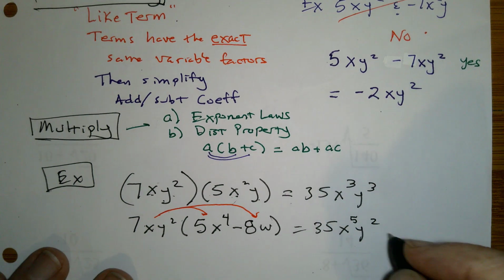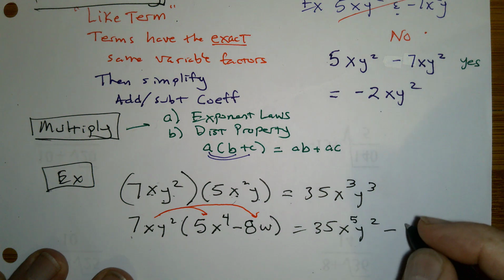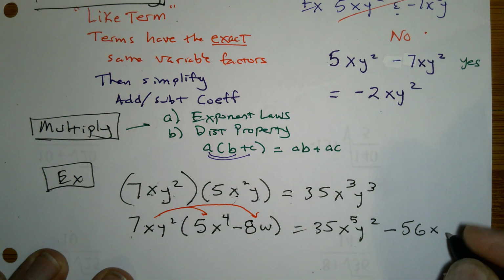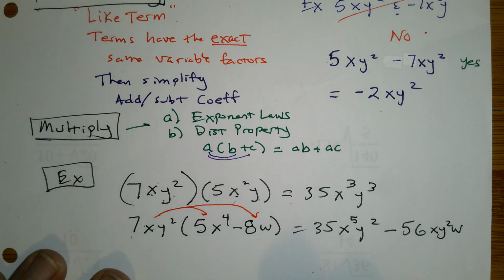Then we're going to have minus 7 times 8 is 56. And we're going to have x squared, xy squared w. And that's a monomial times a binomial.